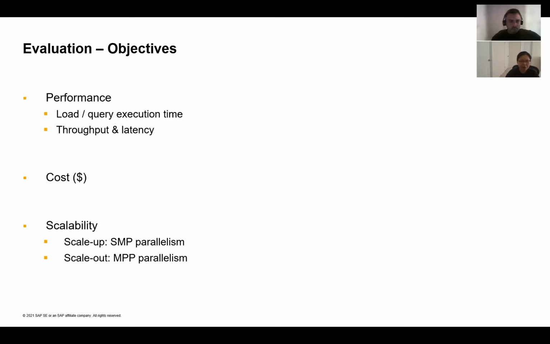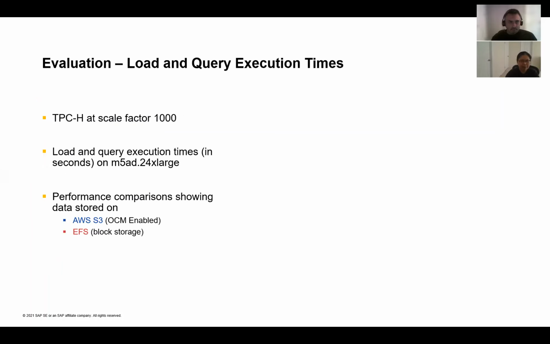We evaluate the scale-up feature by increasing the compute power of one single node, and the scale-out feature is evaluated by increasing the number of nodes in a multiplex setup. In the first experiment, we use a single EC2 instance to load the TPCH 1000 dataset. The EC2 instance we use is fairly powerful with 96 CPUs. After loading the data, the benchmark queries are run sequentially.